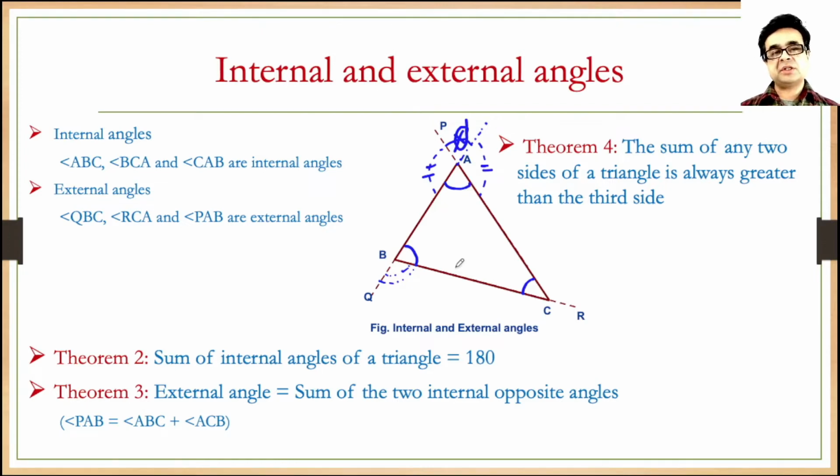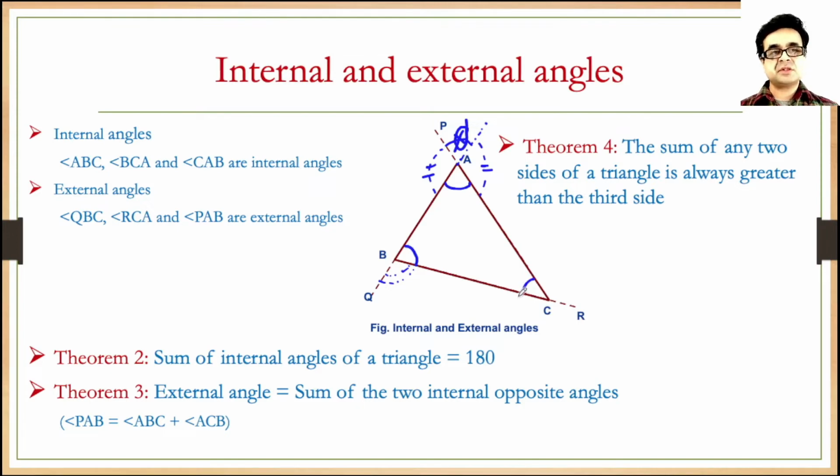The other important thing is to understand the relationship between the external and internal angles. So let's take this external angle because I've created a lot of mess over here. For this external angle, this internal angle is the adjacent internal angle, and these two internal angles are the opposite internal angles. For an external angle, there is an adjacent internal angle and there are two opposite internal angles.